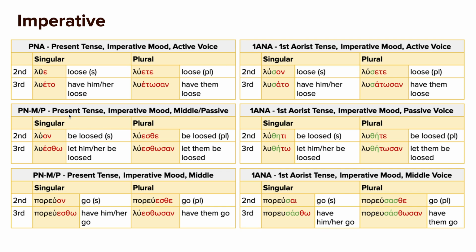All right, and then if we're doing present tense imperative middle passive, be loosed, you would say luou. So it goes from lue to luou. And then luesthoo, instead of lueto, you have luesthoo. So notice instead of the tau, you have the sigma theta, luestho. Instead of luete, you have lueste. Again, instead of the tau, you have the sigma theta. And then instead of luetosan, you have luesthosan, be loosed, or let them be loosed.